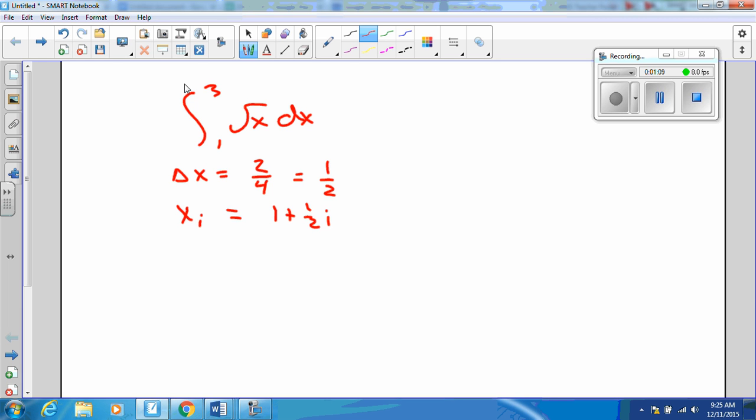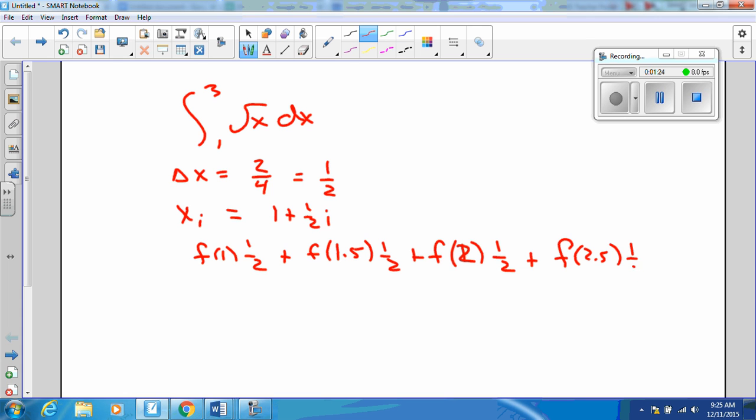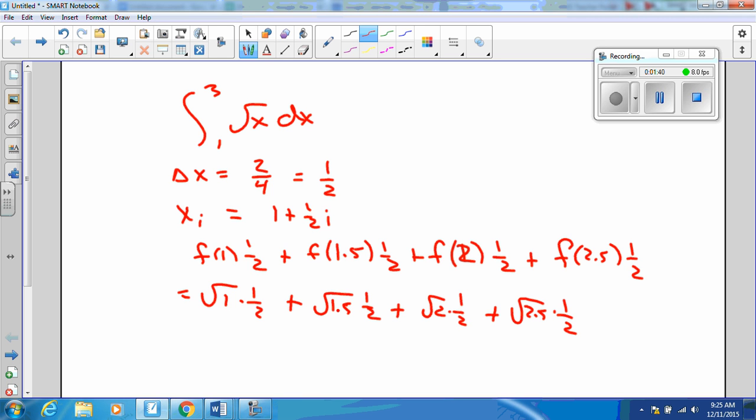And I can do that manually. My first one is going to be 1. My second one is going to be 1.5. My third one is going to be 2. And my last one is going to be 2.5. And I just need to give this as a square root. And then I'm done. And that's it.